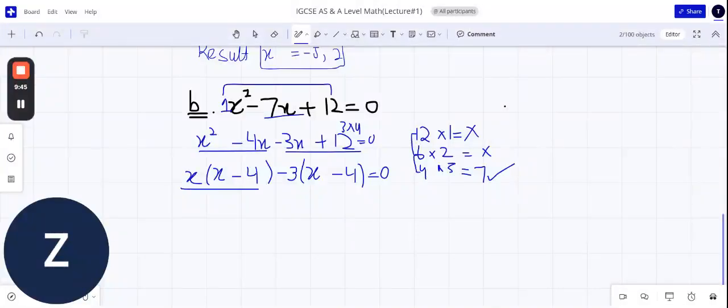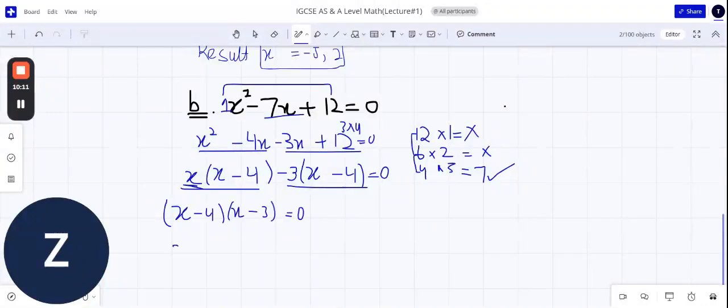Now again we will take the common. We have two terms, x minus 4 and x minus 4, the same in both terms. It means the common we have is x minus 4. Then put the bracket. What is left behind? Only x. And what is left here? Minus 3, equal to 0.